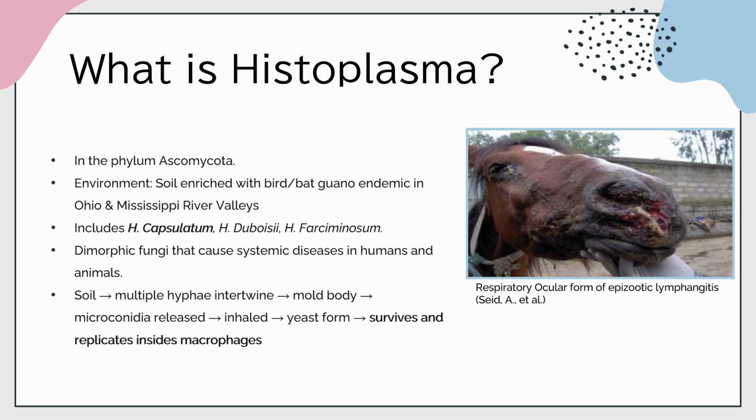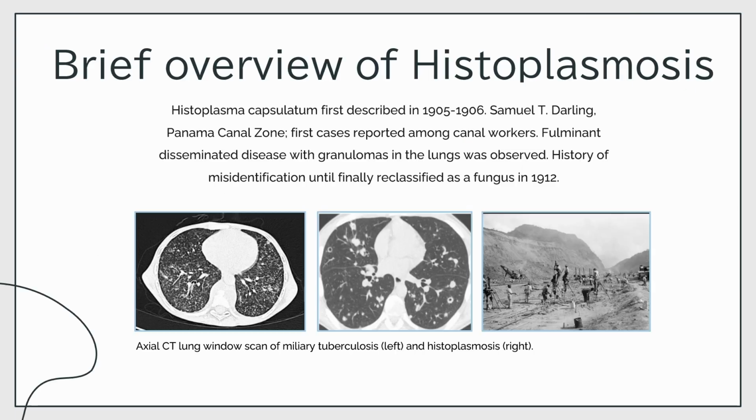It is a dimorphic fungus, meaning it has two life cycles, and it affects the whole body via the lymph nodes or the blood. It does this by producing multiple filaments called hyphae that intertwine and form a mycelium, or the mold body. This mold body releases microconidia, which are then inhaled by humans and animals and converted into yeast form. The yeast form will then survive and replicate inside macrophages and then spread to the body via the blood. All three variants follow this.